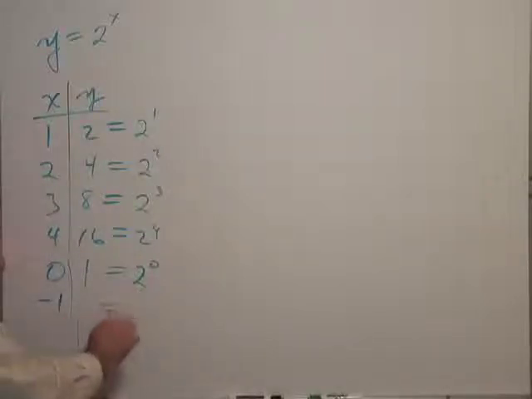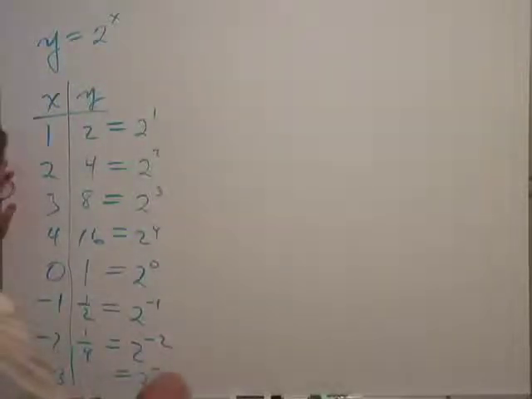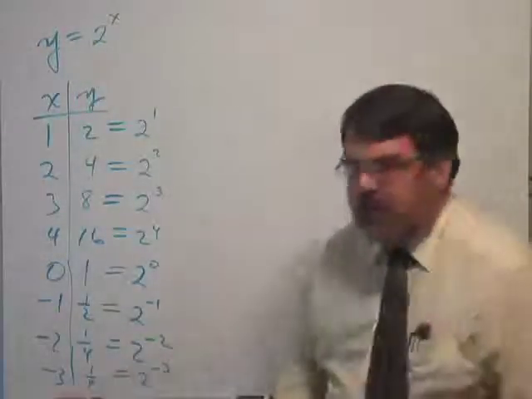So I have minus 1, 2 to the minus 1. It's going to be 1/2. And 2 to the minus 2 is going to be 1/4. And I hope this shows up. Yes, it looks like it shows up. 2 to the minus 3 is going to be 1/8. I didn't write my 1/8 very clearly there, but it's a 1/8.